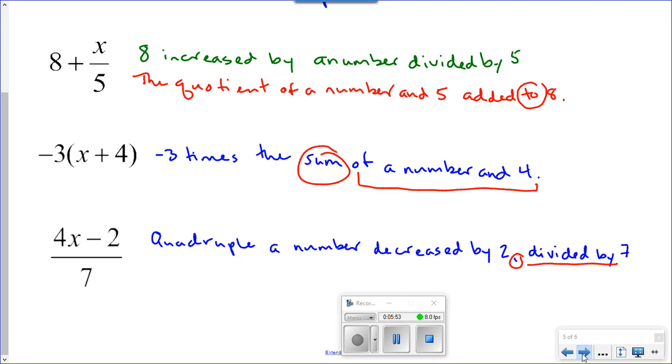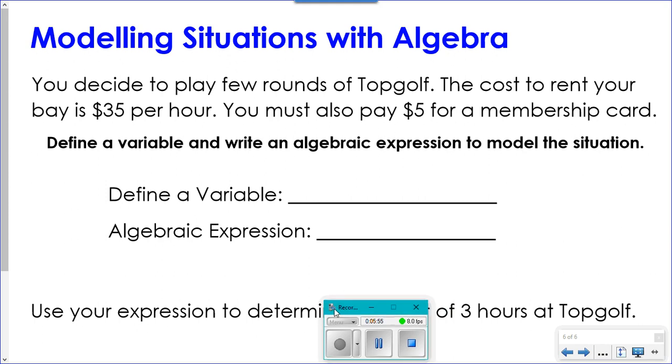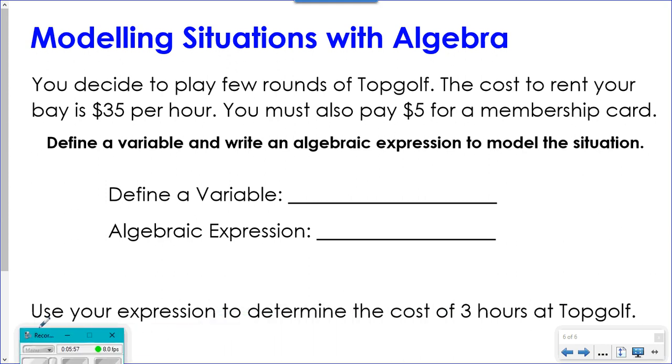Our last slide is probably the most important because this is what we'll use the most often. So we're going to be given these real-world problems that we're going to solve using expressions. So you decide to go play a few rounds of Topgolf at the driving range. The cost to rent your bay is $35 per hour, but you must also pay $5 for a membership card.